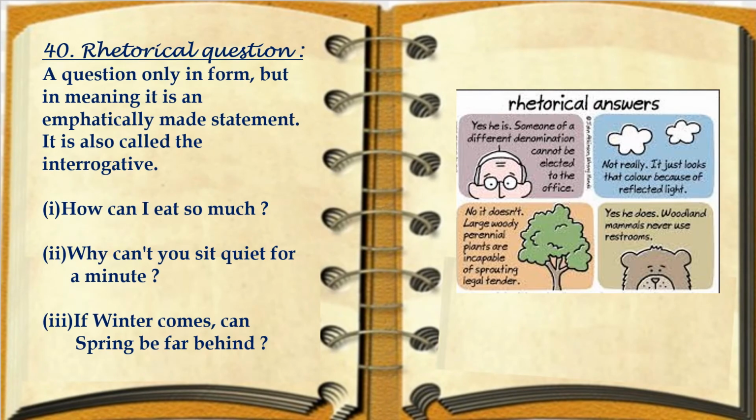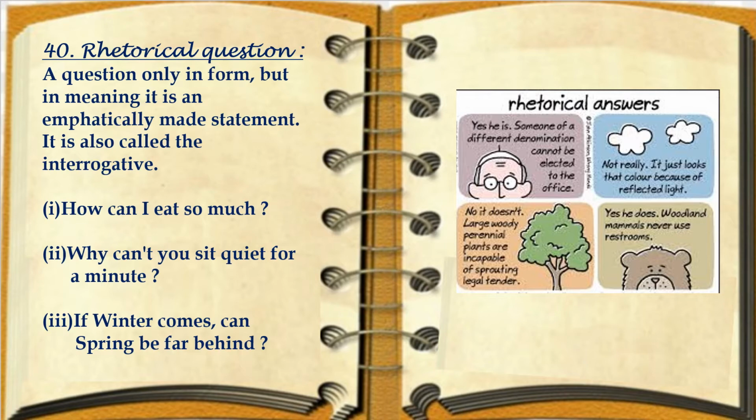Rhetorical question: a question only in form, but actually it is a statement. It is also called an interrogative question. This type of sentence is called a rhetorical question. For example, how can I eat so much? This means a statement that I cannot eat so much.